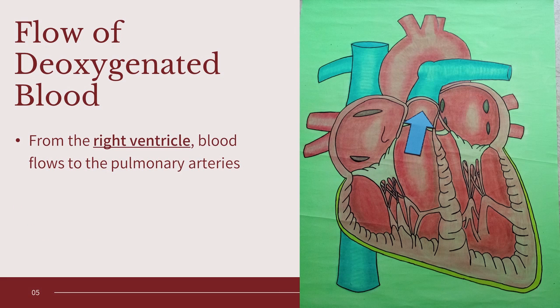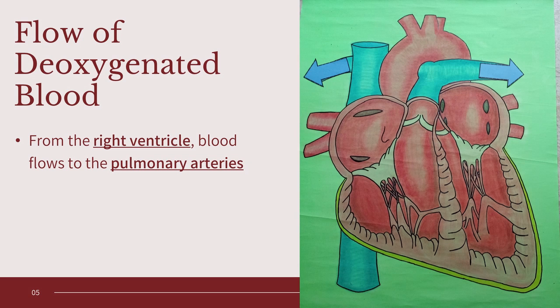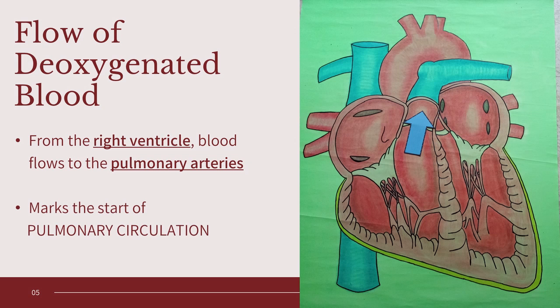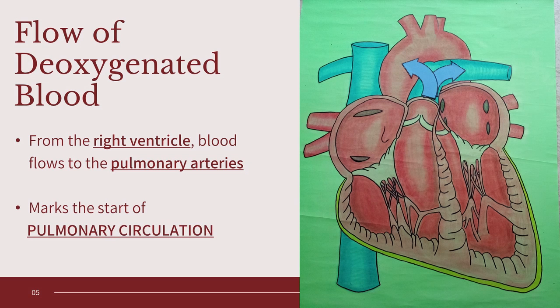From the right ventricle, blood now flows into the pulmonary arteries. The right ventricle contracts in order to pump blood into the pulmonary arteries. In order to prevent blood from flowing back into the right atrium, the tricuspid valve closes. This closure produces the lub sound along with the mitral valve. This marks the start of pulmonary circulation.